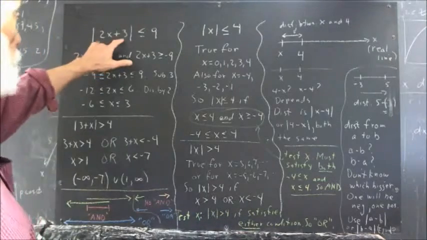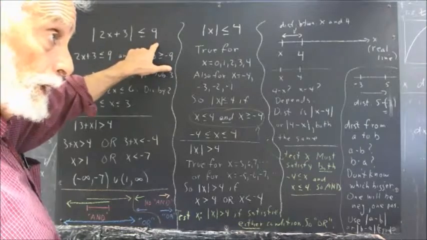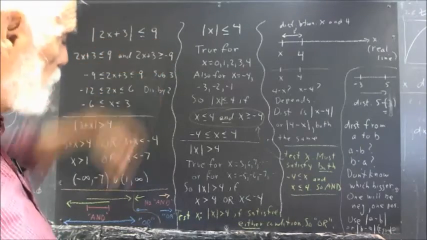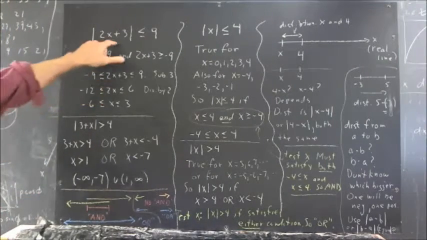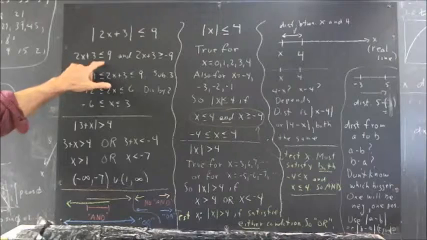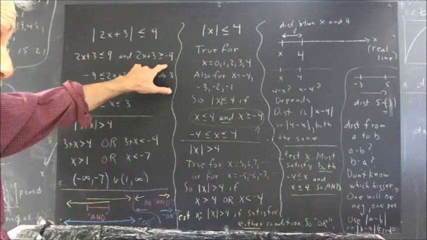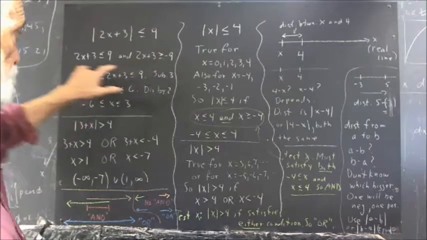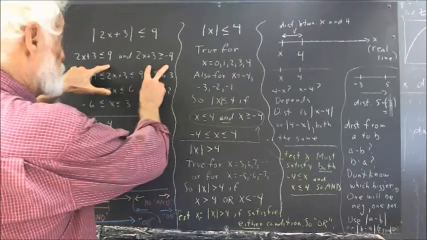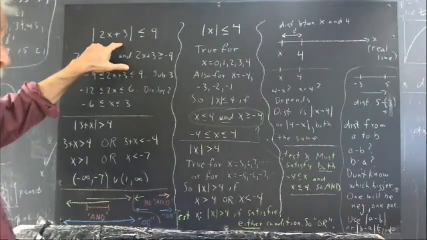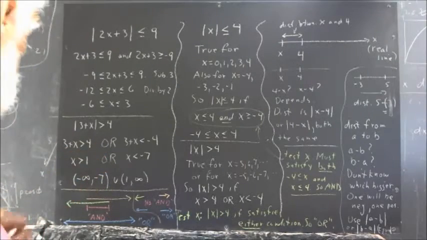So whatever's inside the absolute value here, if it's between negative 9 and 9, then the absolute value is less than 9. If it's equal to 9, then the absolute value is equal to 9. So we interpret this inequality as 2x plus 3 less than or equal to 9 and 2x plus 3 greater than or equal to negative 9. If this is true, and this is also true, the absolute value of 2x plus 3 will be less than or equal to 9. You need to stop and think about that if necessary.